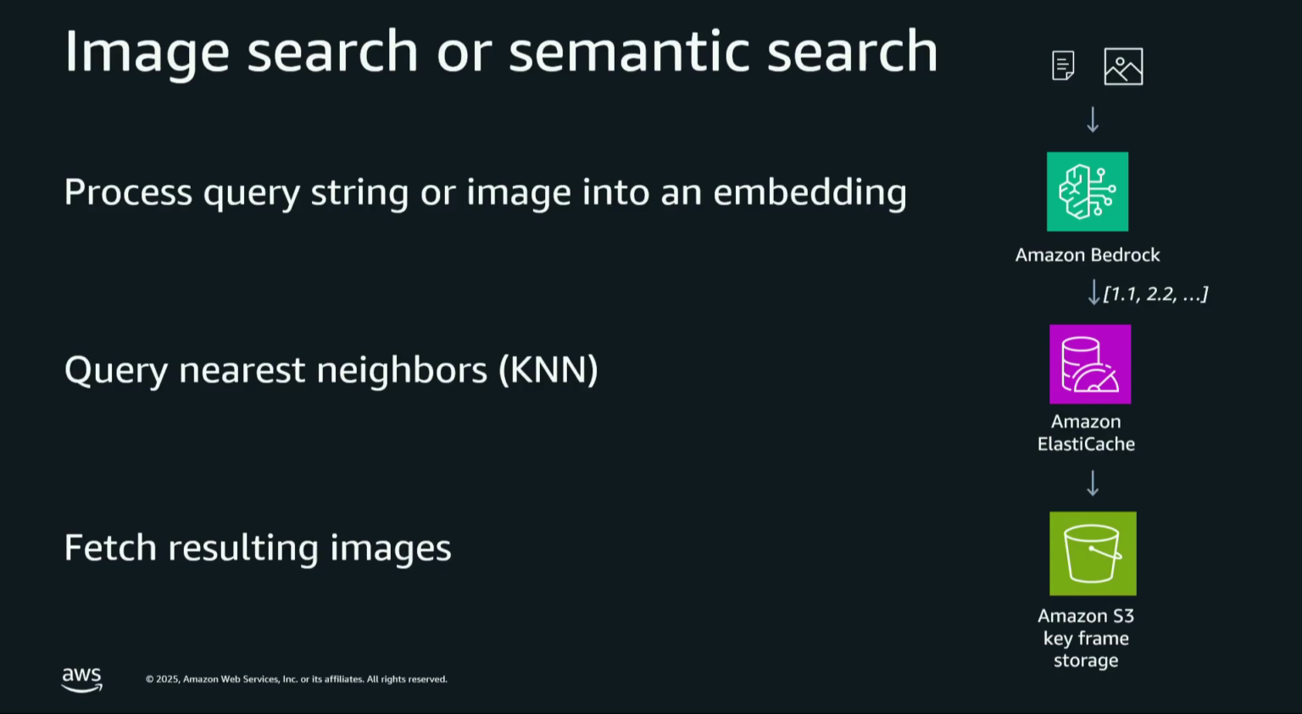Now, searching means that the user is going to input either text or an image. Either way, we take that, we also transform it into an embedding, and we look for nearest neighbors. Found something, grab it off S3, display it.